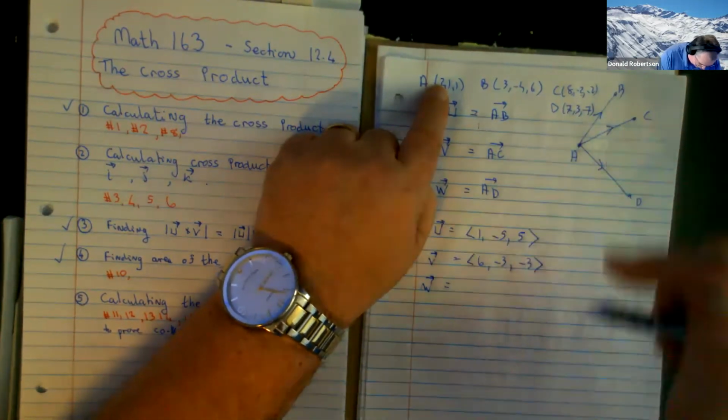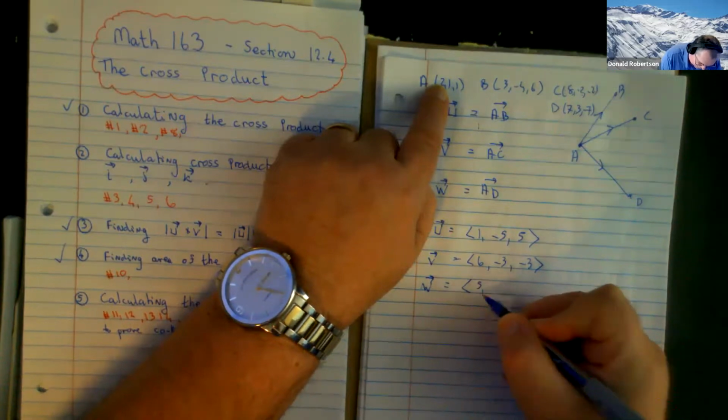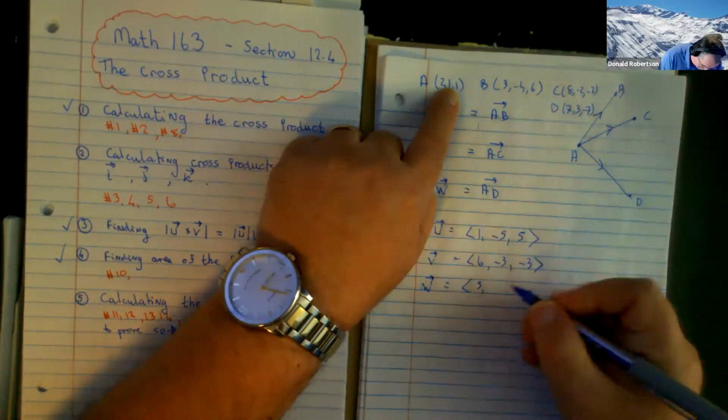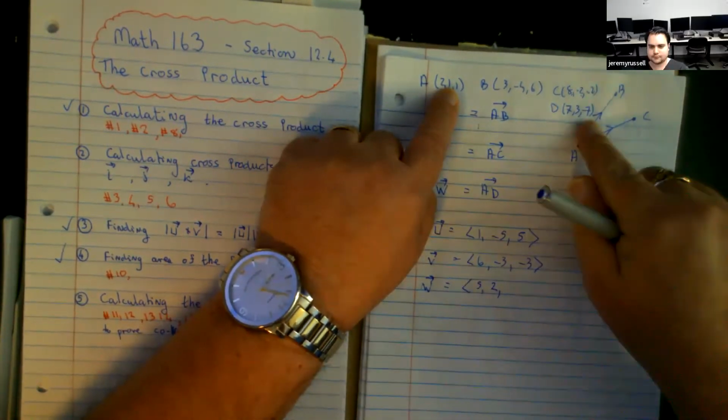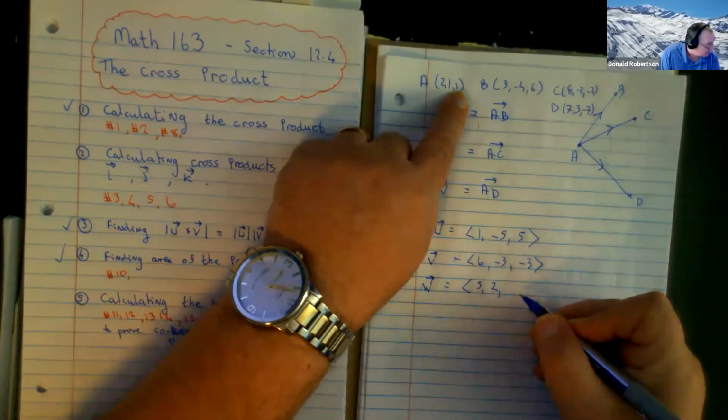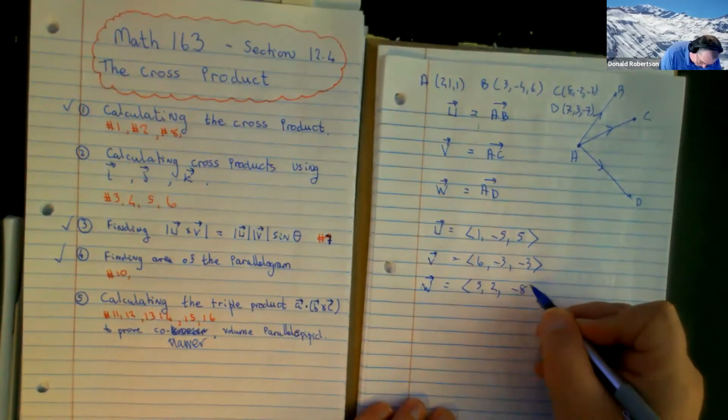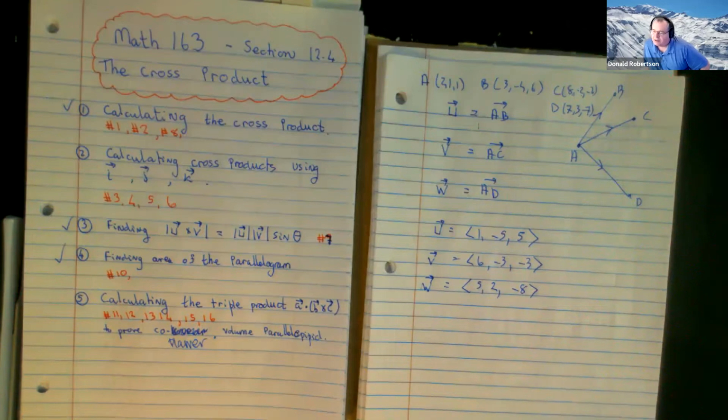7 take away 2, 5. 3 take away 1, 2. -7 take away 1, -8. Are you comfortable with all three?